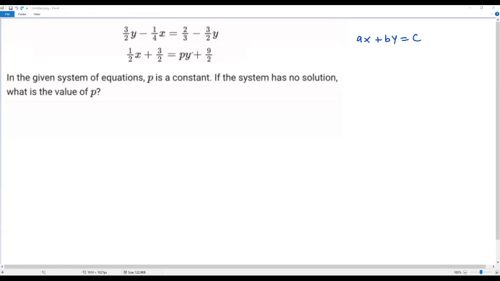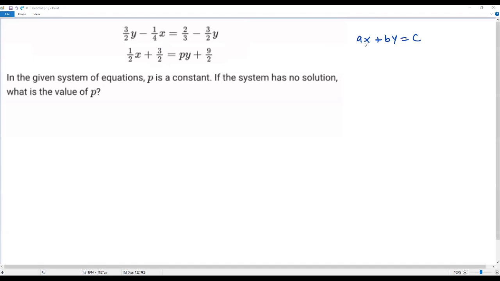So that the first equation will be in standard form, and we can do the same thing with the second equation as well. We already have the x term on the left side. If I subtract py from both sides, then I'll have both the x term and y term on the left side, and when I subtract 3/2 from both sides, I'll have the constant on the other side. Okay, so what can we do once I write both equations in standard form?